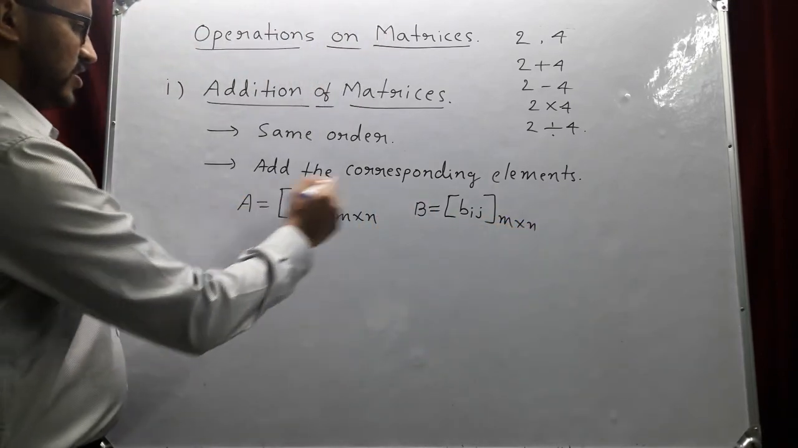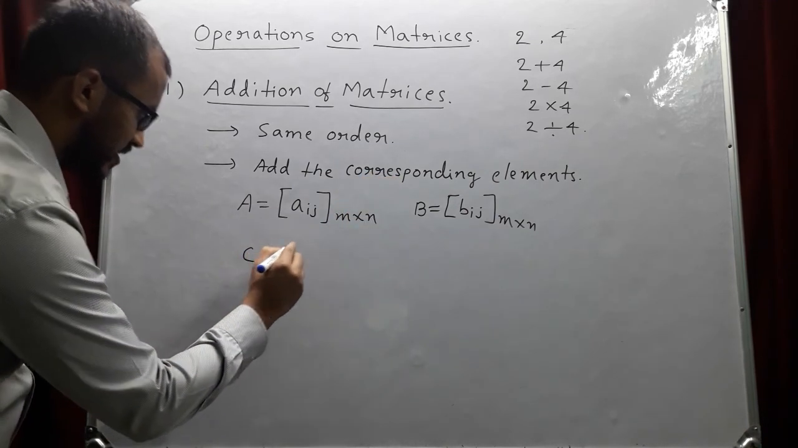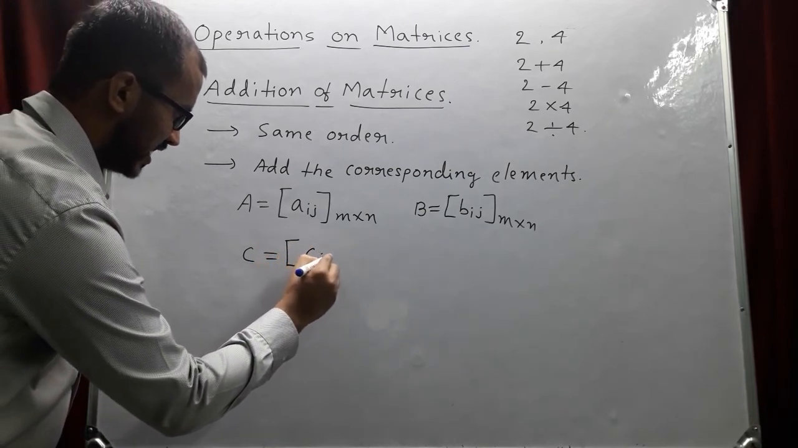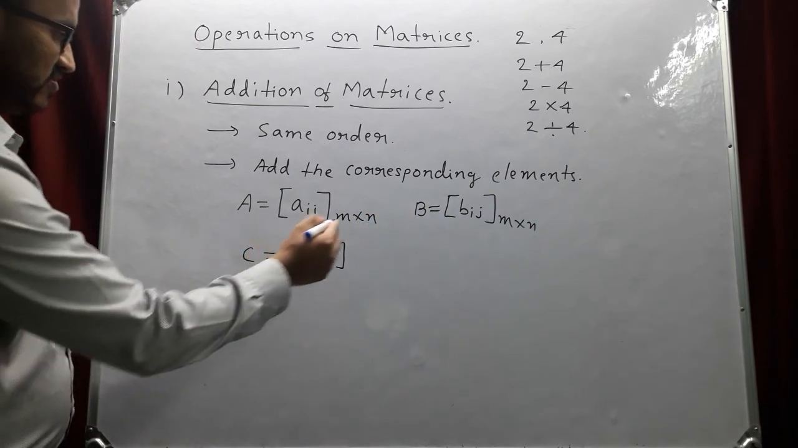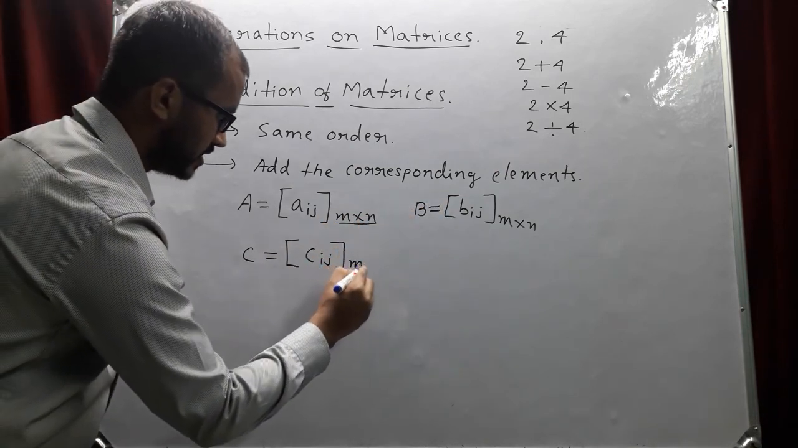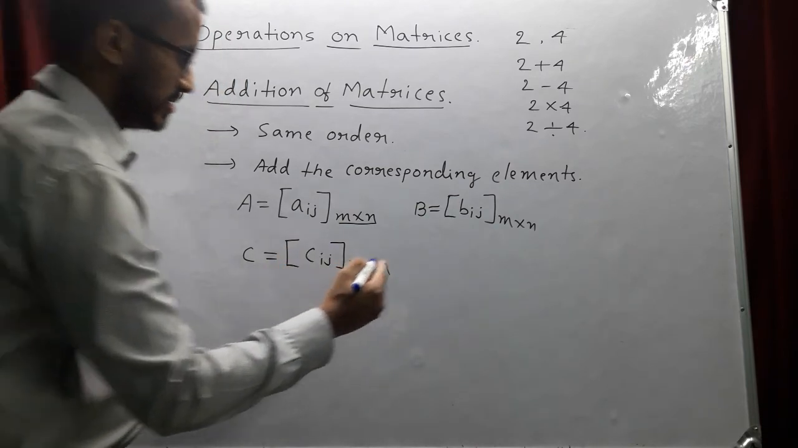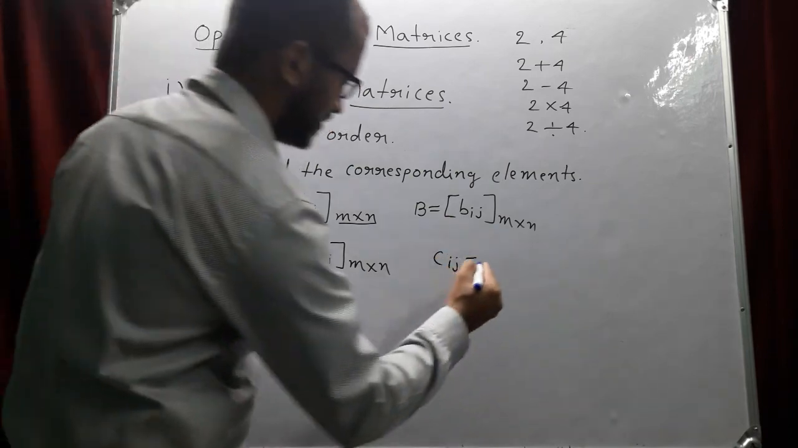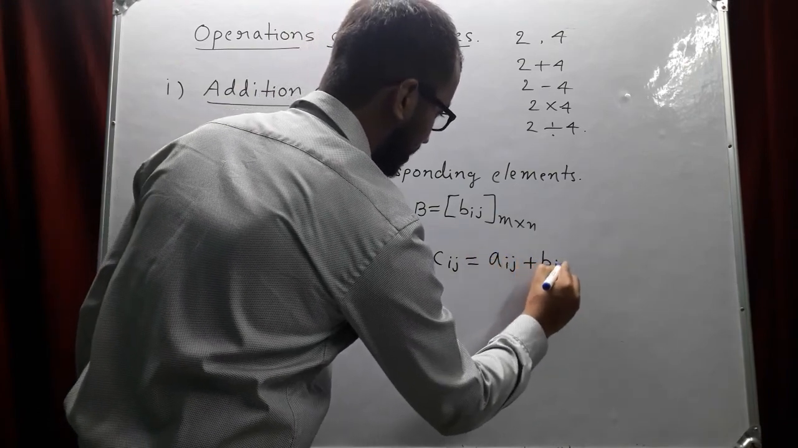Then the addition of the matrices A and B, let us denote by the matrix C. Again we are going to represent its element by Cij. The order of the matrix C will be the same as that of A and B, that is m by n. And the elements Cij are obtained by adding the elements Aij and Bij.